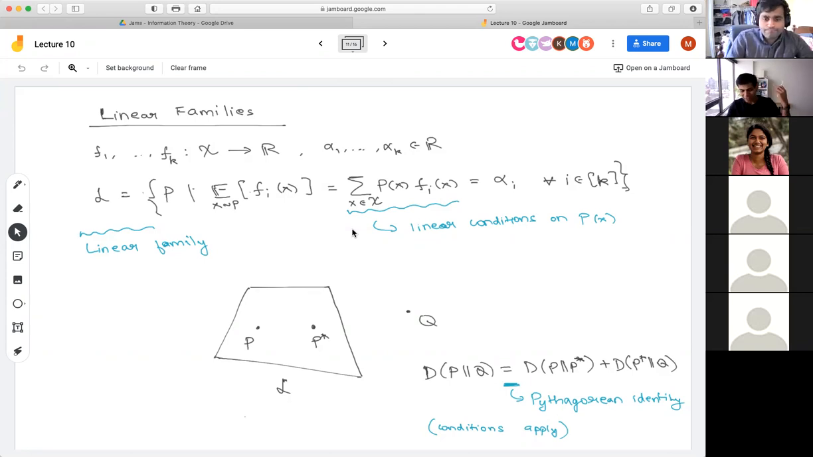So if, instead of the divergence, you think of the squared L2 norm, and you think of this family as a subspace, then you're saying that the distance between p and q, squared, is equal to the distance between p and p star, squared, plus the distance between p star and q, squared. This is what happens when you look at a projection onto a space under L2 distance.